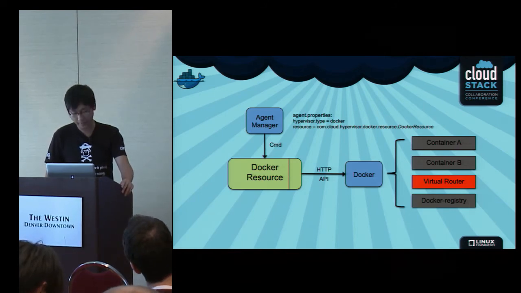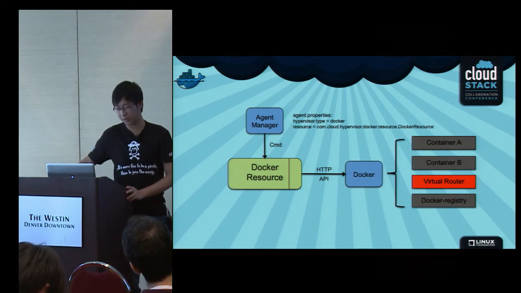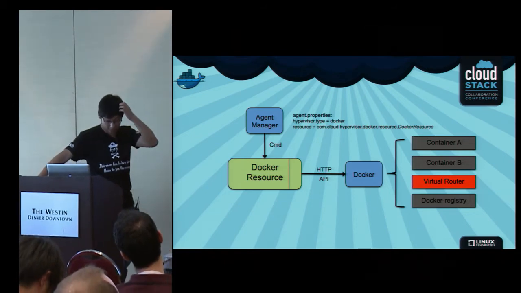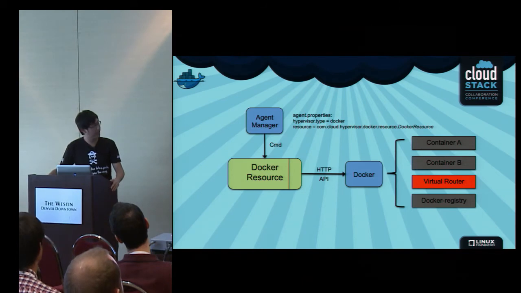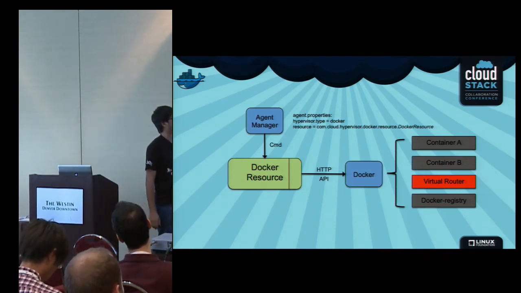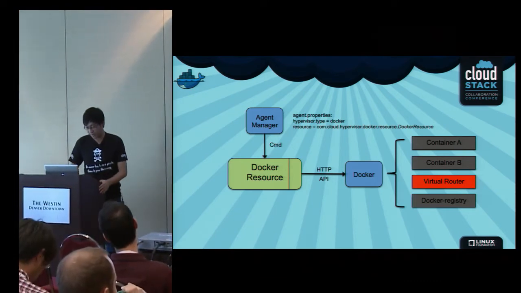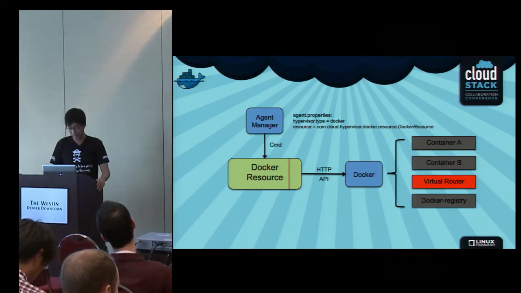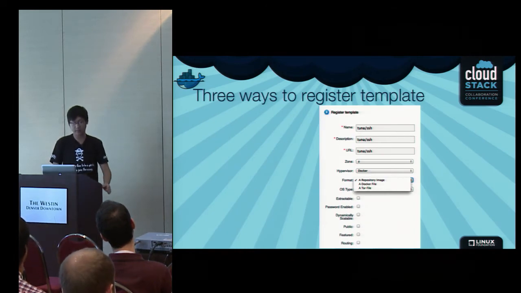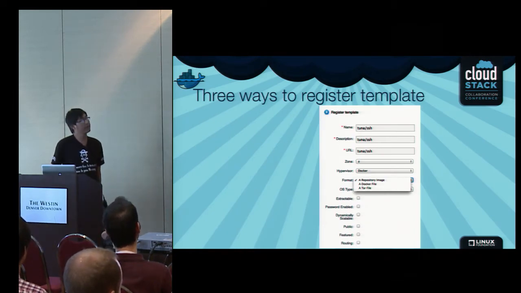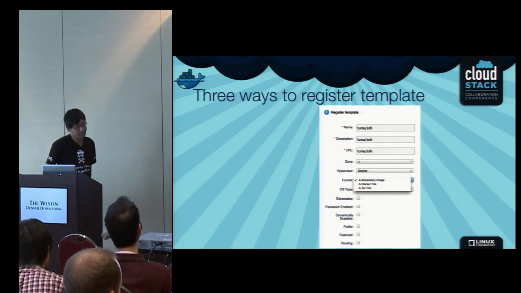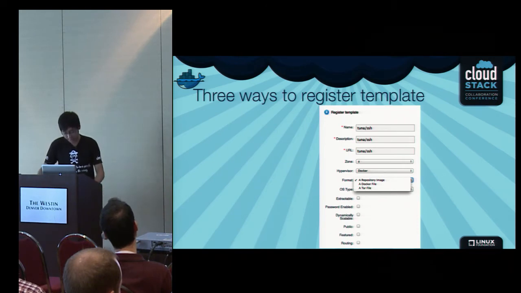One thing you have to configure in the agent manager is to update the agent properties file. You have to set the hypervisor type to Docker, and the result is updated automatically for use. To register templates in CloudStack, I use three ways. You can register a template from a repository, a Dockerfile, or a tar file, a tarball.